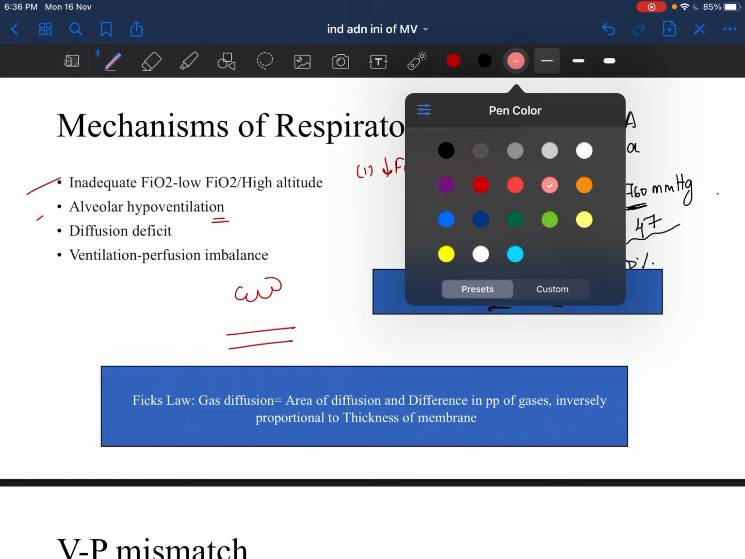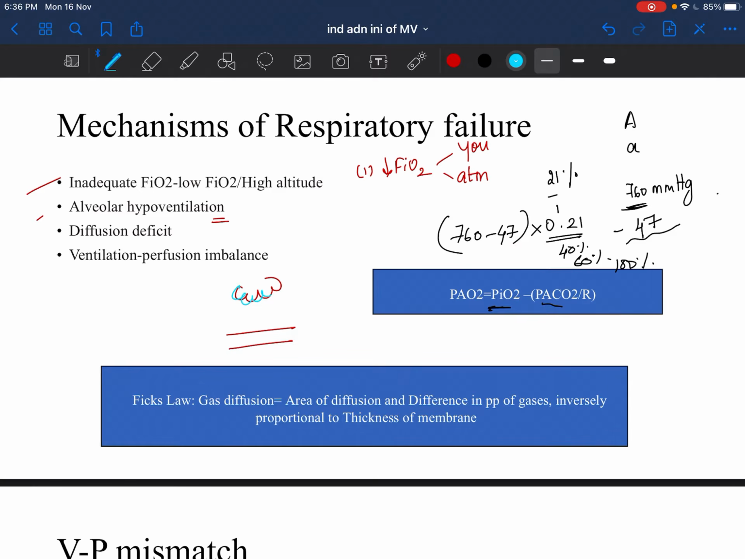Let's put our alveoli in some other color. Okay. So you have your alveoli and you have your blood vessel, right? This is your blood vessel, this is your alveoli.